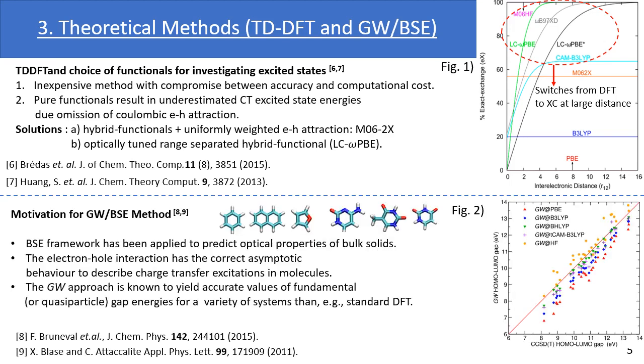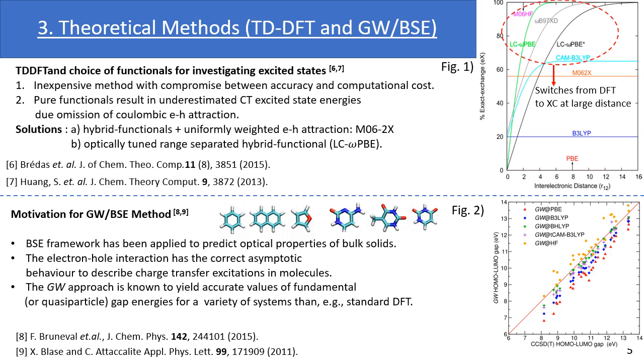Next, we discuss the motivation of using the GW-BSE method. Firstly, the BSE framework has been applied to predict the optical properties of bulk solids. Secondly, the electron hole attraction has the correct asymptotic behavior to describe the charge transfer excitations in molecules. Thirdly, the GW approach is known to give the correct HOMO-LUMO gap for a variety of organic systems. For example, in figure 2, we compared the GW HOMO-LUMO gap versus the CCSD HOMO-LUMO gap.